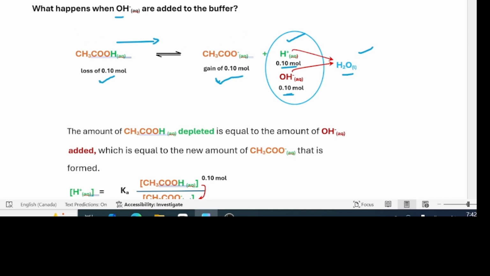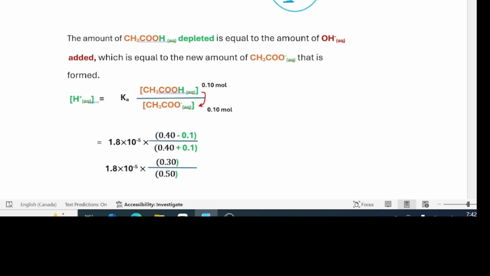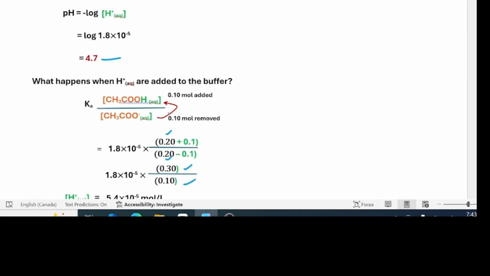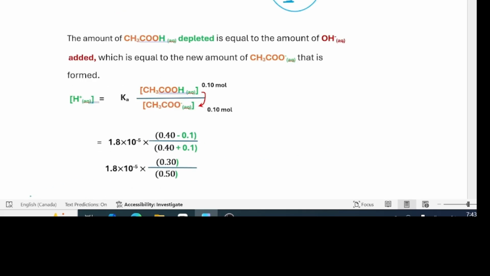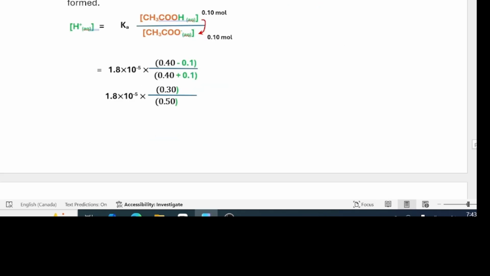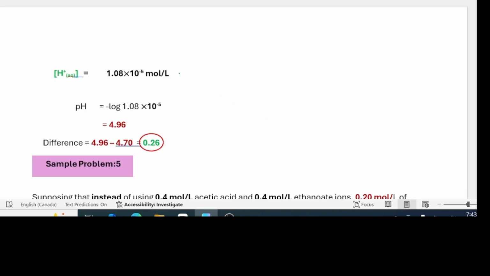So we go back to the expression for hydrogen ion concentration. Look what is happening now. We are not shifting from bottom to top as happened here. The opposite is happening. We are removing an equal concentration of molecules and changing them into ions. So we had 0.4, we removed 0.1, and we added to the bottom. So now we have this new ratio. The hydrogen ion concentration now becomes that. Do a negative log of that, and it turns out to be that. See the difference? The difference is 0.26.